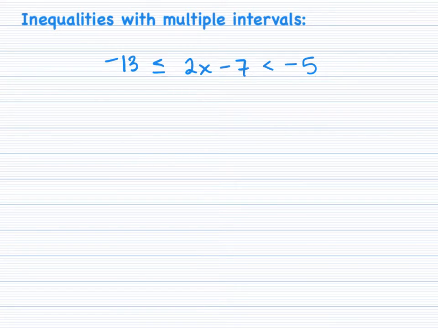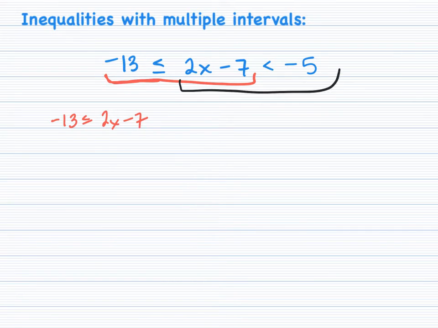I'm going to show you two ways to do this. One of them will work every time, and one of them works better with linear inequalities. So the first one is I split off the middle section with the negative 13. So I have one inequality that's negative 13 is less than or equal to 2x minus 7. Split off the other one to be 2x minus 7 is less than negative 5.